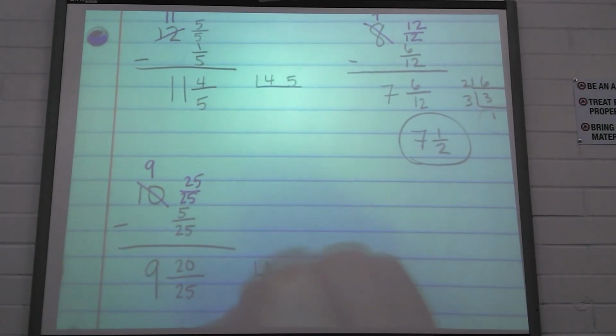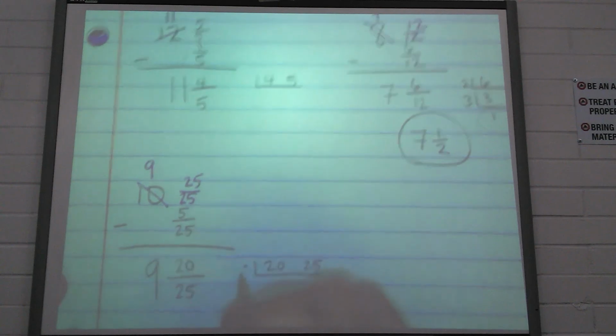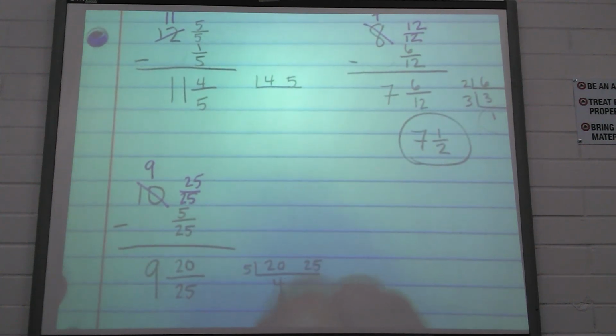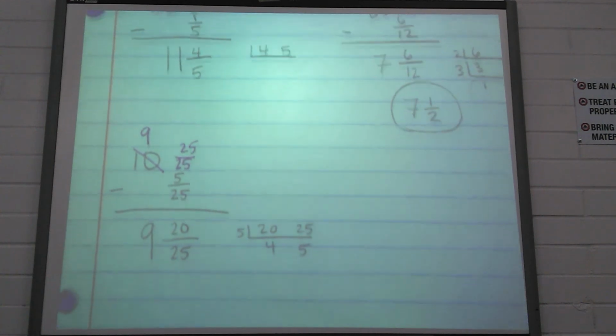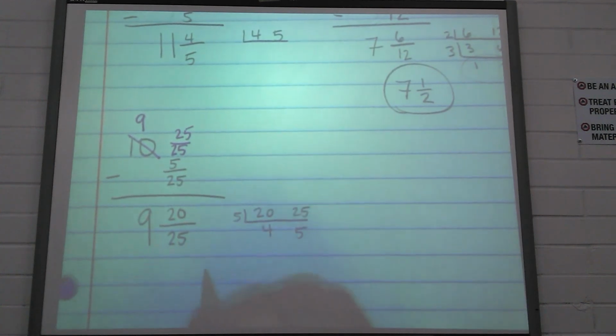I can see if I can reduce 20 and 25. I know 2 does not, 3 does not, 5 goes into both of them. And when they're one number apart, I can't do anything more with that. So my new answer is 9 4/5.